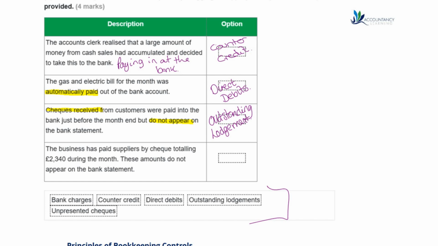And the last one here, the business has paid suppliers by cheque totaling $2,340 during the month, but these amounts do not appear on the bank statement. This is where you've sent out a cheque to your supplier, but they haven't yet presented it at the bank. They haven't paid it in, so they are unpresented cheques.